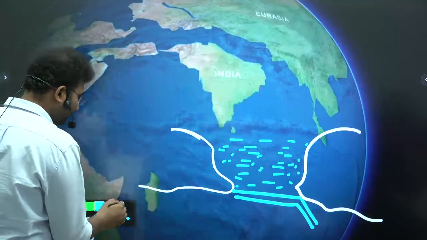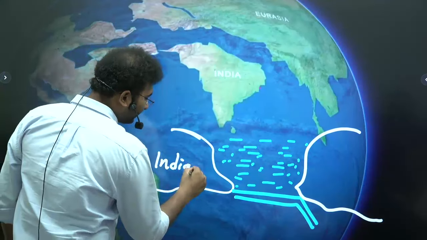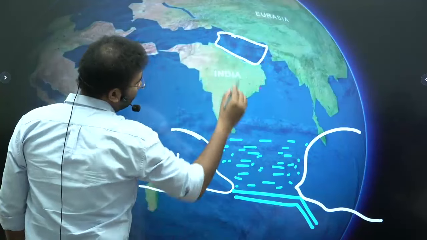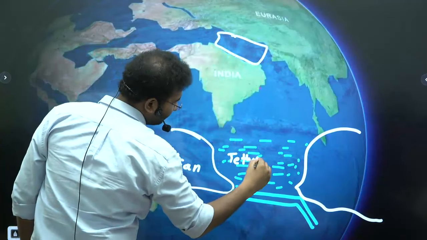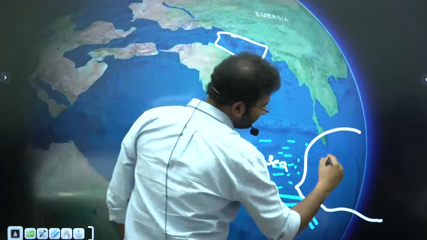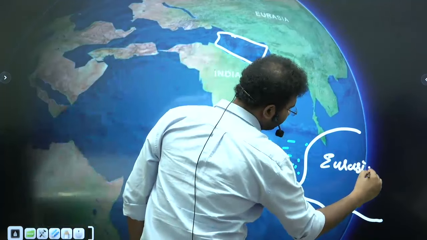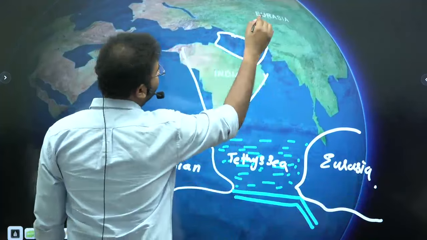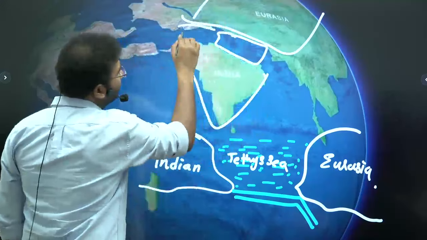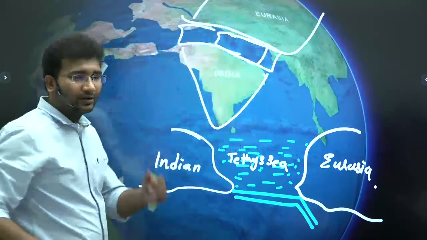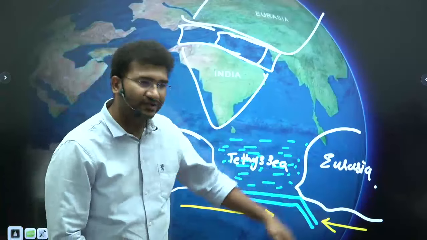I'll call this as Indian plate, and this part of the sea is Tethys Sea, and this is Eurasia. That means this was your Indian plate, this is your Eurasian plate, and in between you have this Tethys Sea plate. Now what happened to Tethys Sea plate? Submerged. Look here, continuously the plate India started to move in this direction and Eurasia was present here, but the plate which is oceanic in nature, it got subducted.